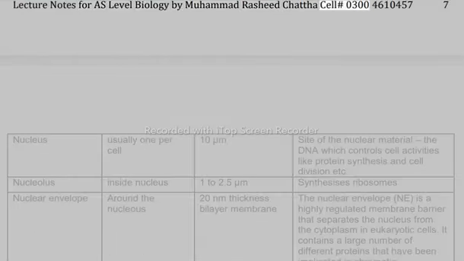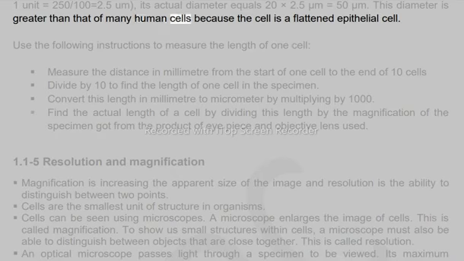1 unit equals 250 divided by 100, which is equal to 2.5. Its actual diameter equals 20 divided by 2.5 micrometers, which equals 50 micrometers. This diameter is greater than that of many human cells because the cell is a flattened epithelial cell.